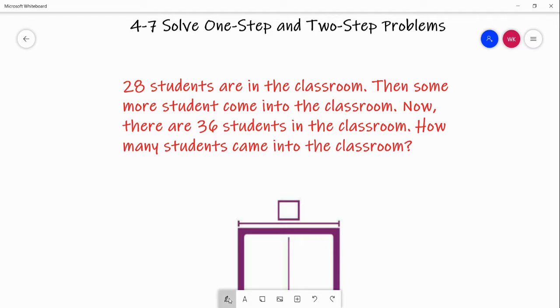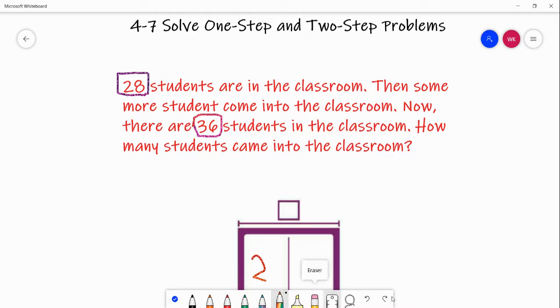So remember, I always underline or circle or box the numbers that I'm going to be using in my story problem. So 28 and 36. So 28 students originally came into the classroom. So I know that's going to be a part. Remember, there's part, whole. So 28 students are in the classroom right now.